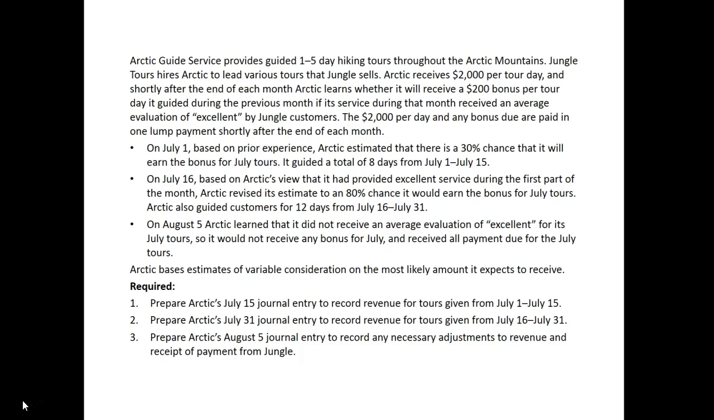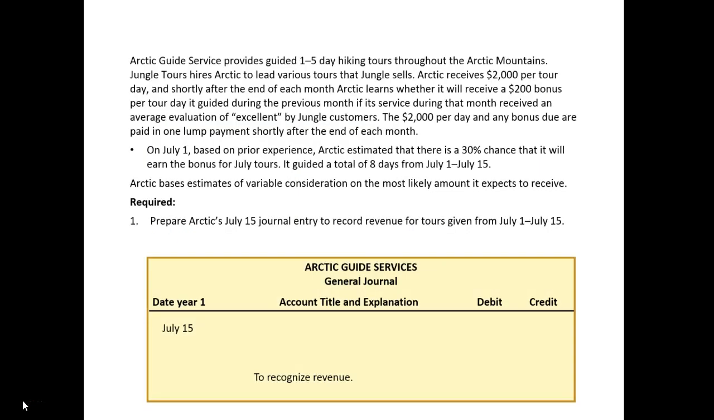But guess what? On August 5th, Arctic learned it did not receive an average evaluation of excellence for its entire July tours, so it would not receive any bonus for July, and received all payment due for the July tours. Arctic bases estimates of variable consideration on the most likely amount it expects to receive. So here we're going to prepare journal entries for July 15th, July 31st, and then August 5th.